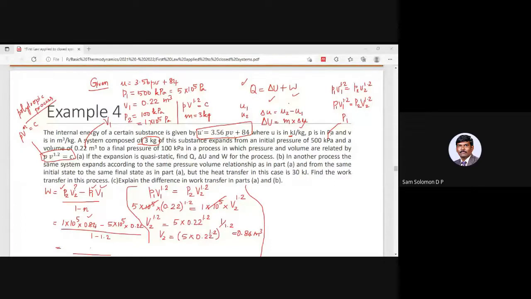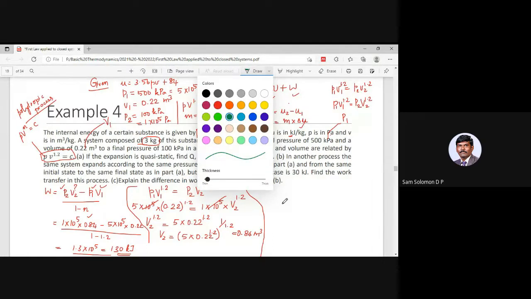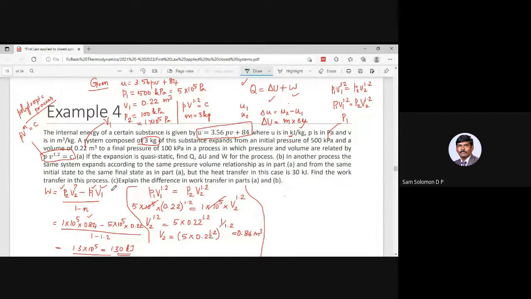Yes, sir. Okay. So now this guy, we have 1.3, but we also have 10 to the power 5. This 10 to the power 5 is common, so I didn't take it in our calculation. So 1.3 into 10 to the power 5 means 130 kilojoules. Okay, so that is the work done. Am I having the correct answer? Has someone else solved it, or are you getting the same answer? If you have solved it, you can give an S. So this is the work done that we are getting.